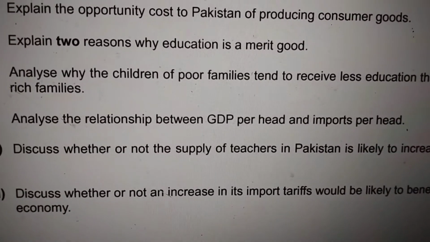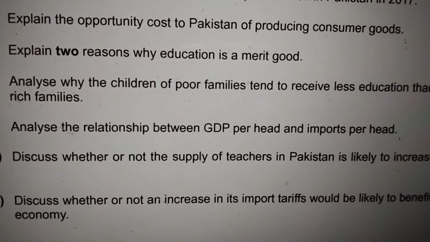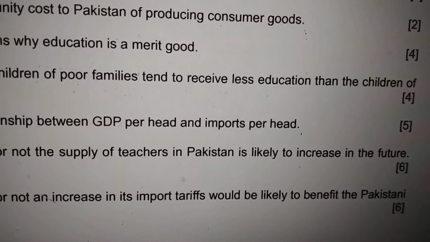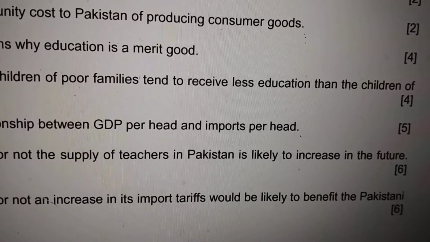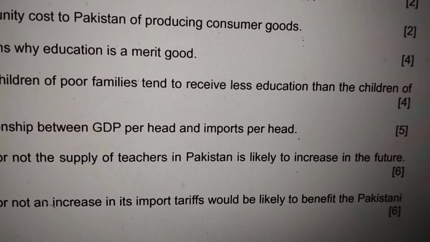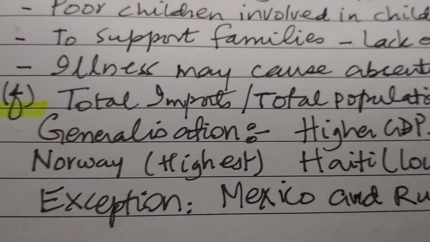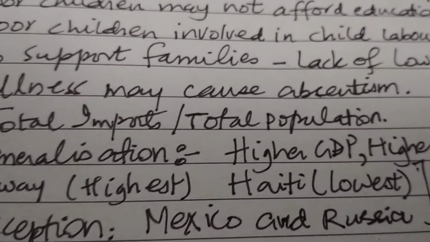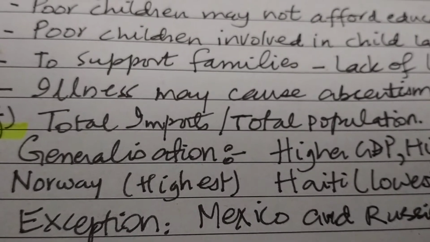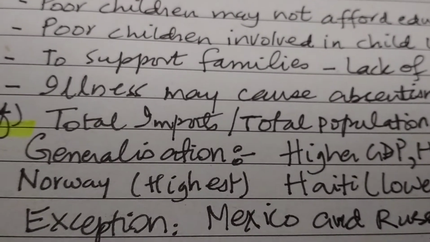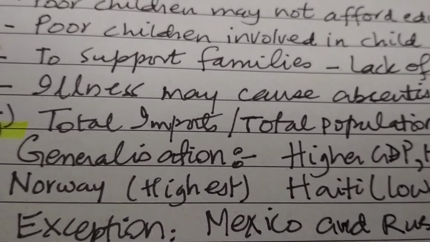GDP per head, what is it? Total GDP divided by the total population. Imports per head means the total value of imports divided by the total population. So in the suggested answer I've also written total imports divided by total population, because I think some students may not know what imports per head is.